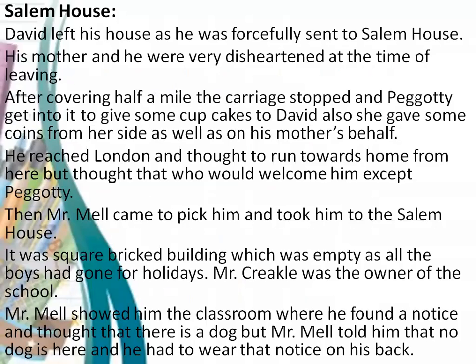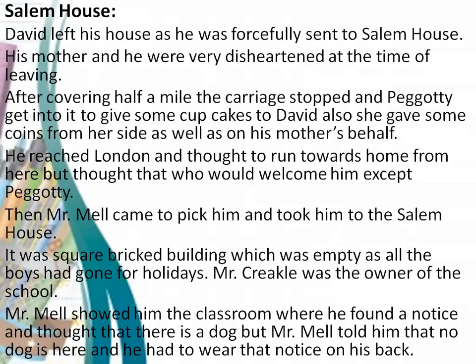Mr. Murdstone and Miss Murdstone, his sister, both agreed with Clara that he is a wicked child and he should be sent out of the town, so that he would be away from the house and he will be able to learn more and more about whatever he has to do in the future. Now after covering half a mile, the carriage stopped and Peggotty, who is the maidservant of David and Clara, got into it to give some cupcakes to David.